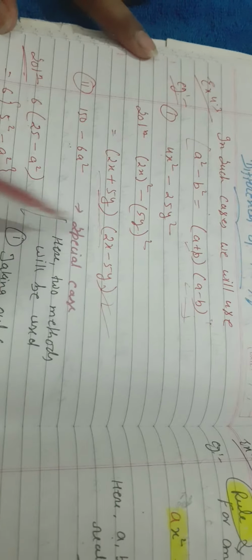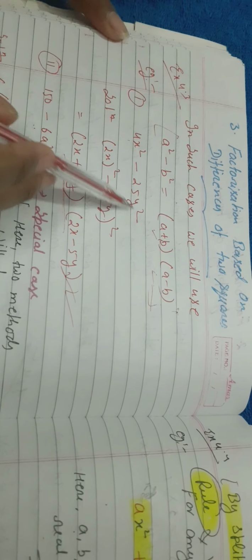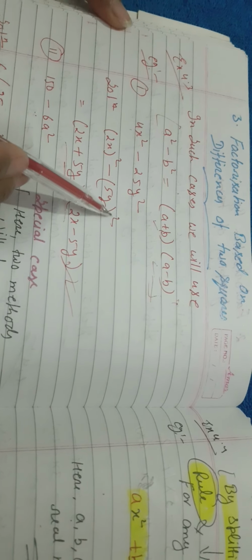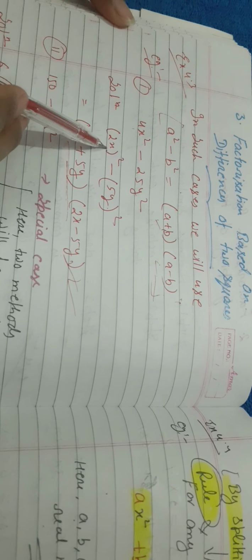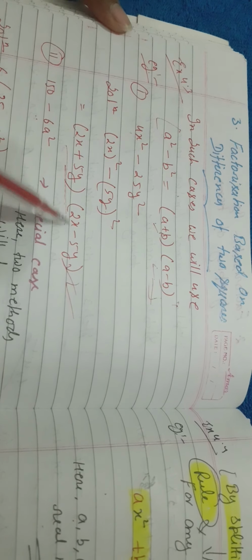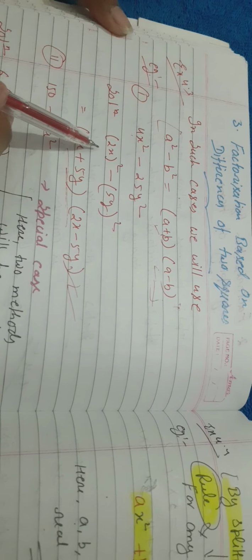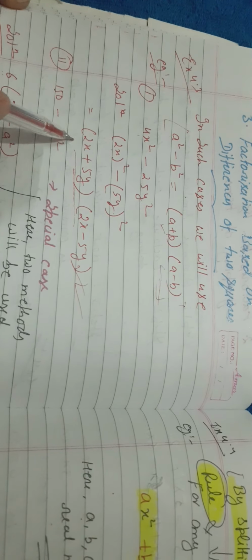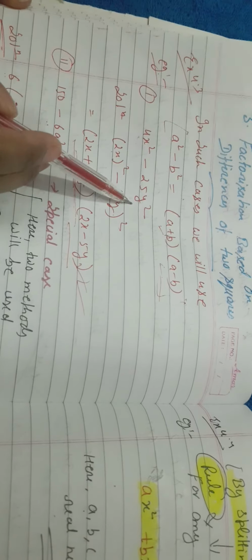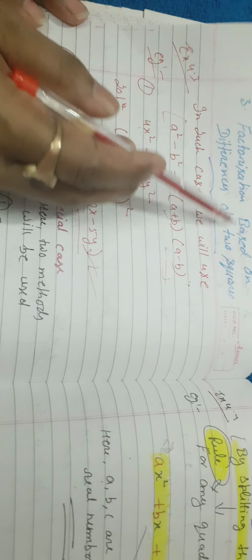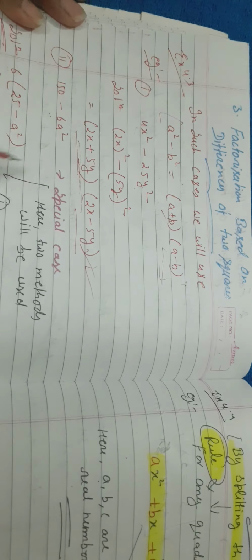For example, I have written here 4x square minus 25y square. So instead of writing 4x square, we can write 2x whole square minus 5y whole square. So 2x square minus 5y square is what? A plus b, a minus b. This is 2x plus 5y and 2x minus 5y. Directly we use the formula a square minus b square, that is a plus b and a minus b. So these are the two factors of the given algebraic expression. That's why this method is known as factorization based on differences of two squares.